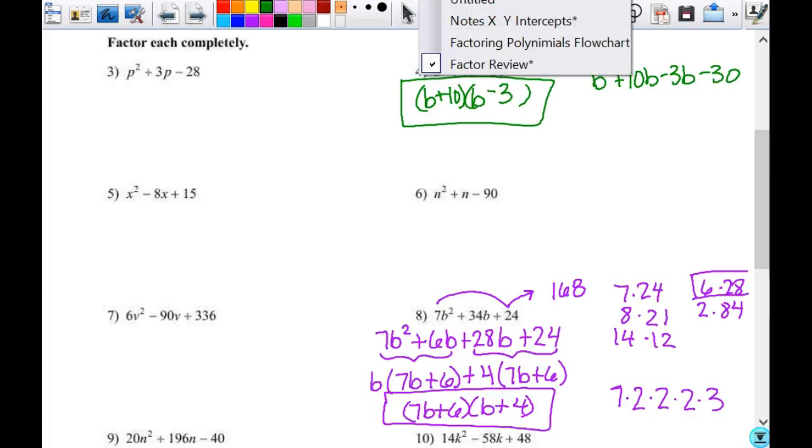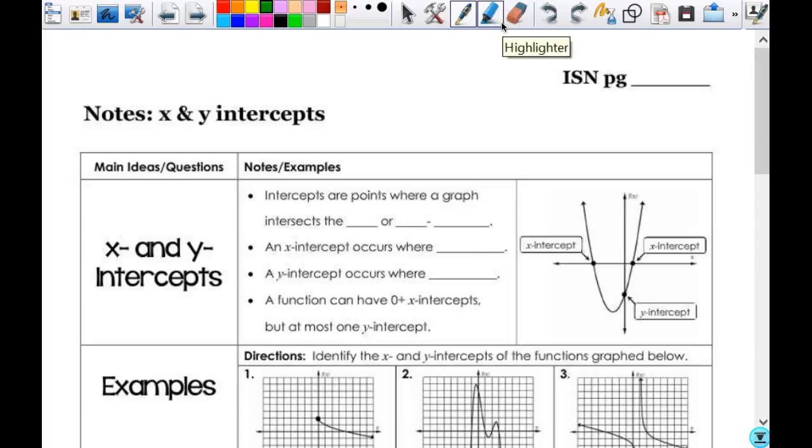Let's put that aside and grab the other green paper you have. All right, so x and y intercepts, it's going on page 28 when we're done.